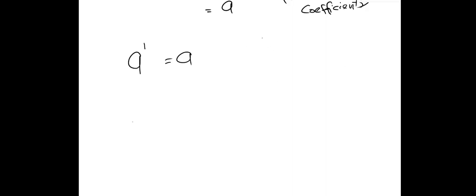Further to that, any number divided by itself, except for 0, of course, you can't divide by 0, is 1. Okay, we have 9 pizzas, we have 9 friends. If we give them all the same amount of pizzas, they're all going to get 1 pizza each.